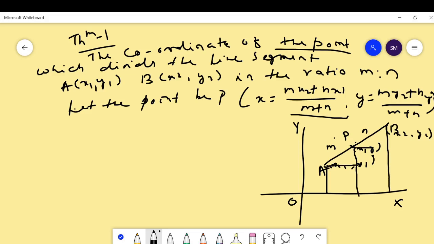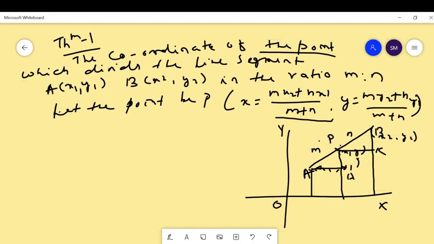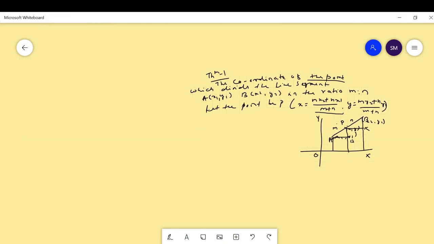join this, this is a triangle and this is another triangle. Let the points be H and K. Let this be the point P. Let P have the coordinates x and y, then we have to prove that x equals mx2 plus nx1 upon m plus n and y equals my2 plus ny1 upon m plus n. Then here we join this, then look at here. Suppose this point be L, this is m and this is n. This is the x axis and this is the y axis. Then here L, N and M.